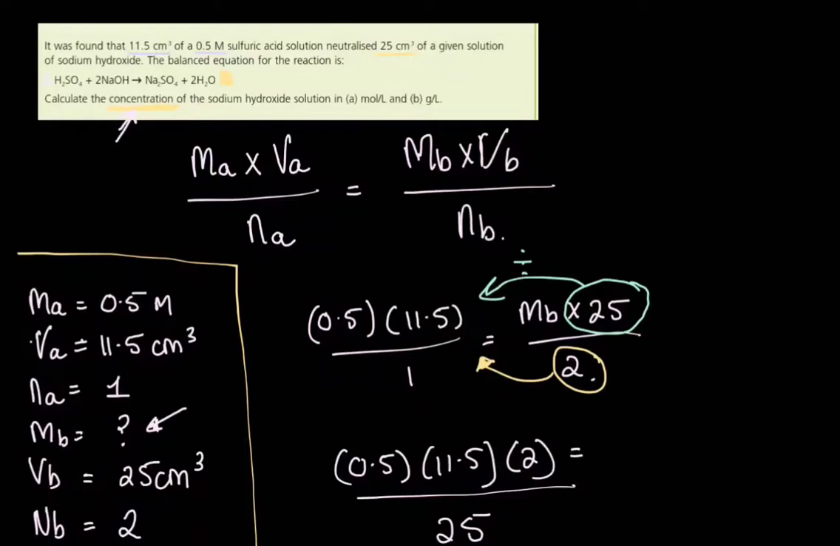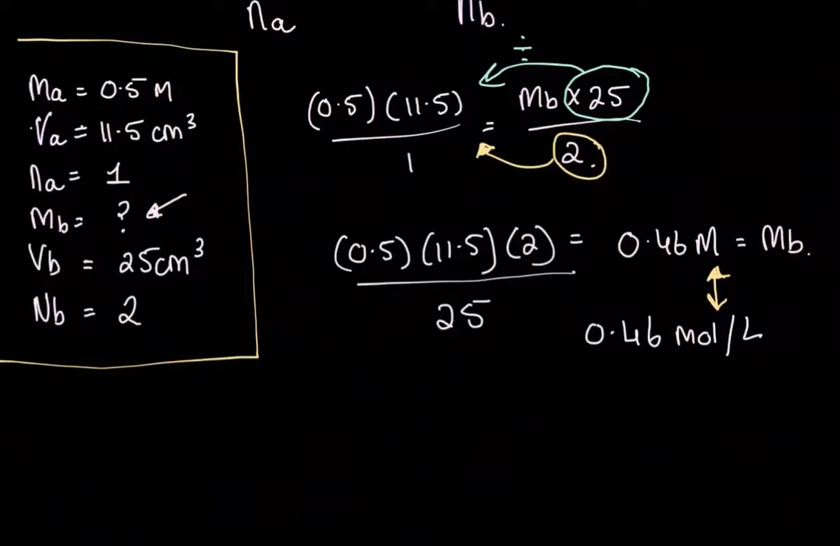If you put that into the calculator, then you'll get your molarity, Nb, to be 0.46 M, which is your Mb. Now that's 0.46 molar, which can be written as 0.46 moles per litre either. They are the exact same unit, they mean the exact same thing. So that's actually part A done. As you can see up here, it asks for the concentration in moles per litre. That's it done. We need to convert to grams per litre now.